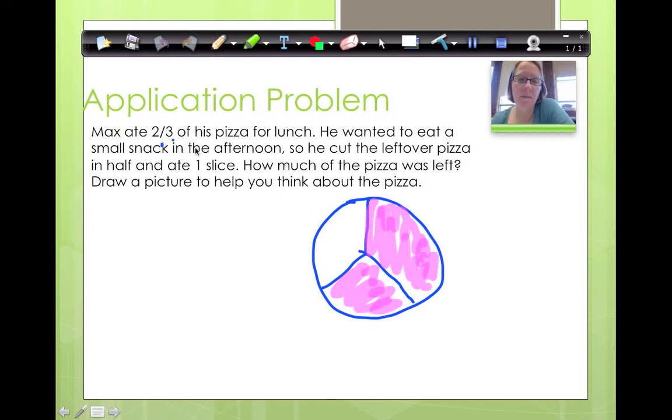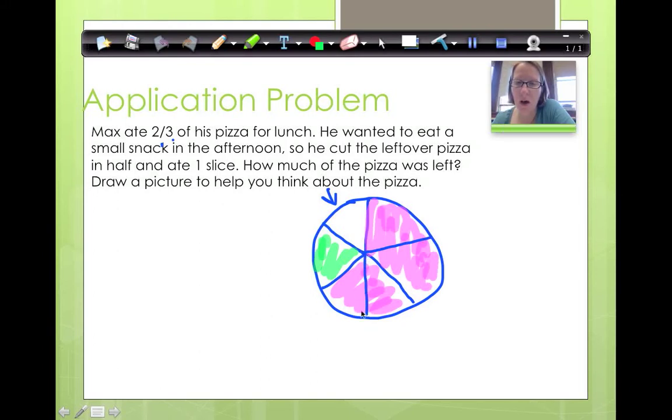He wanted to eat a small snack in the afternoon, so we cut this piece right here, the leftover pizza, in half, and he ate one slice. So we cut it in half, and then he ate this. Okay, so this is the one he ate. How much of the pizza was left? Draw a picture. Okay, so we got to figure out what this is. Well, I cut this third in half. I'm not sure what that piece is, so let's cut all the thirds in half, just in our brain.